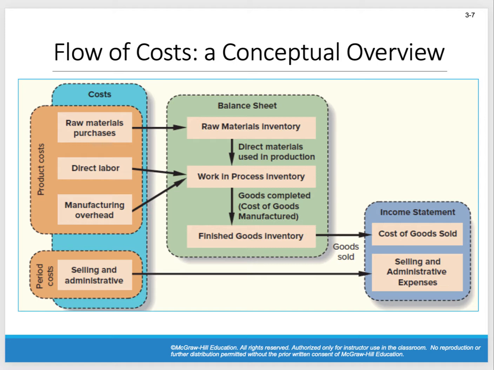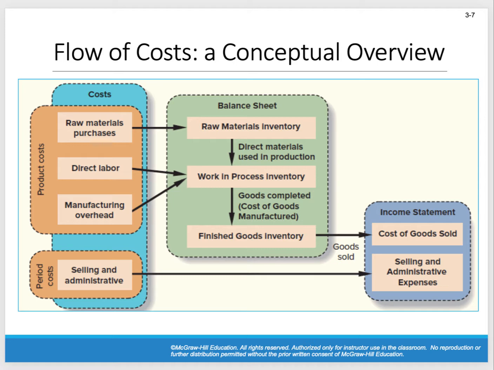From the accounting standpoint, it leaves our work in process inventory account and it flows to the finished goods inventory account. Okay. Once we sell that house or that product that we made, it leaves the balance sheet as a finished good and it rolls to the income statement as a cost of goods sold expense.